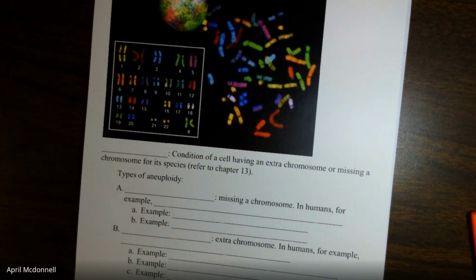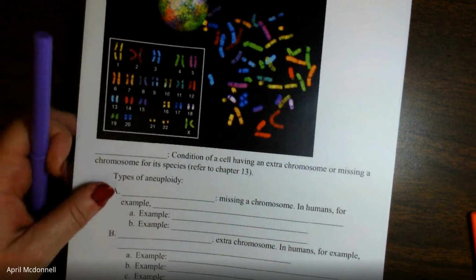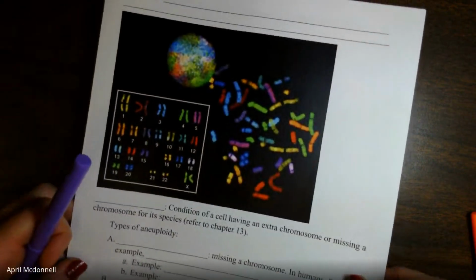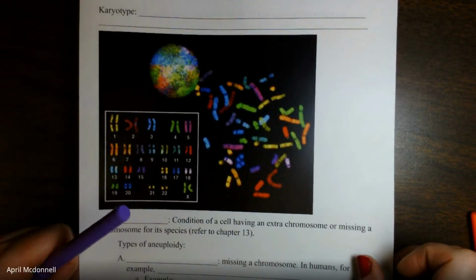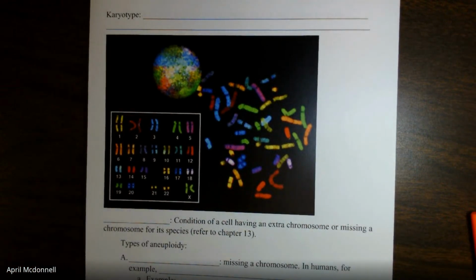Moving on to page 3 in our handout. I would like to stop for a moment and talk about a topic that we're going to discuss and look at in lab while we do mitosis and meiosis. We're going to be doing a lab called karyotyping. Let's talk about what a karyotype is.